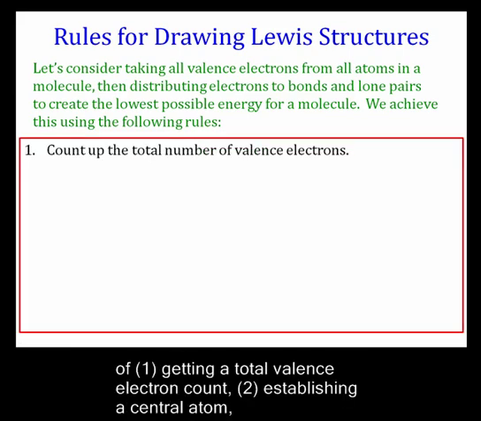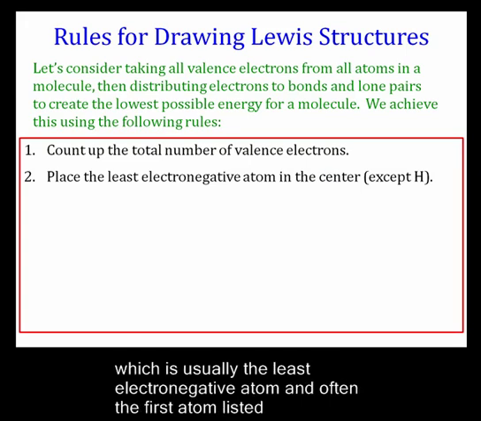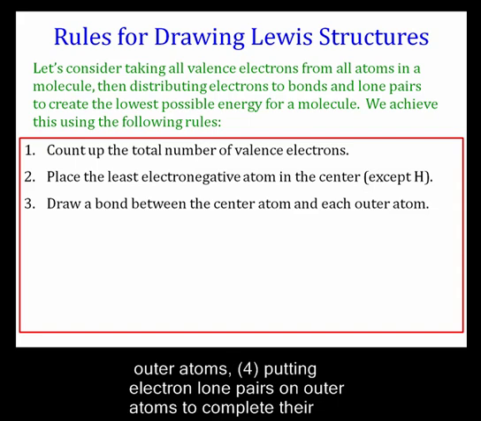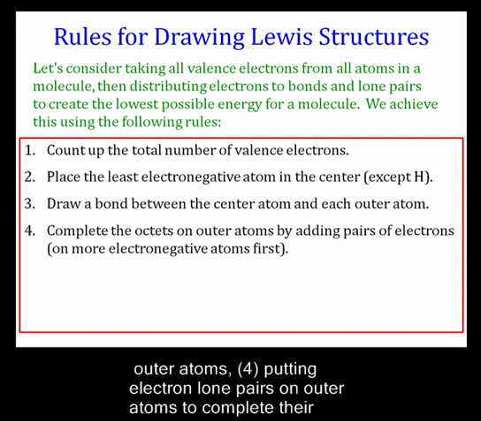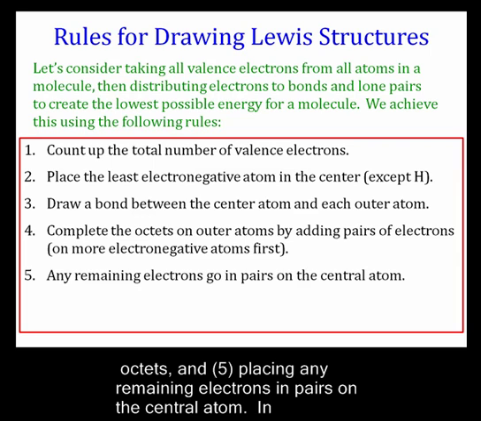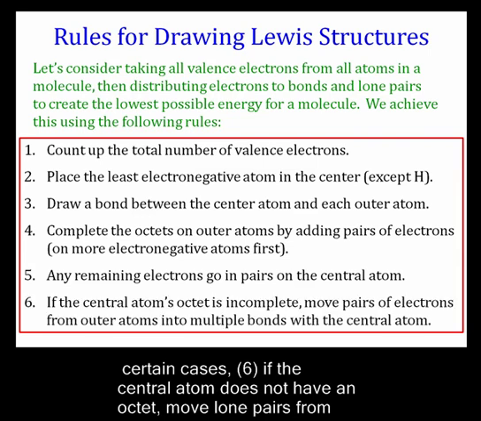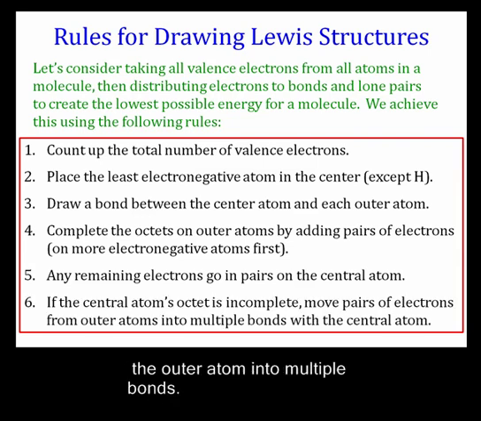Getting a total valence electron count. 2. Establishing a central atom, which is usually the least electronegative atom and often the first atom listed in the chemical formula. 3. Bonding the central atom individually with each of the outer atoms. 4. Putting electron lone pairs on outer atoms to complete their octets. And 5. Placing any remaining electrons in pairs on the central atom. In certain cases, if the central atom does not have an octet, we'll move lone pairs from the outer atom into multiple bonds.